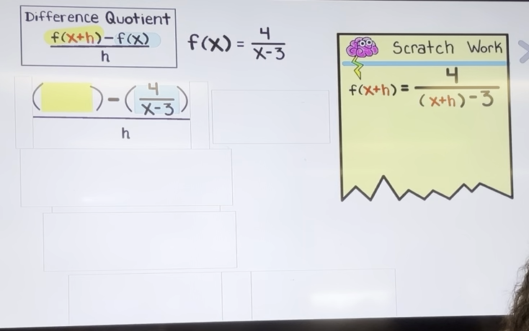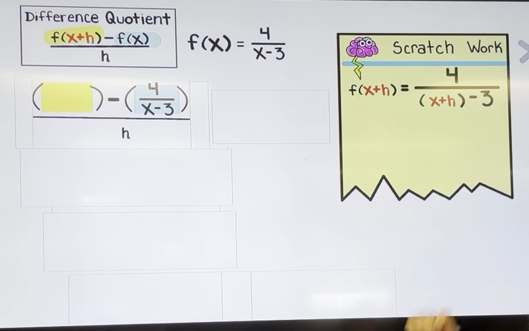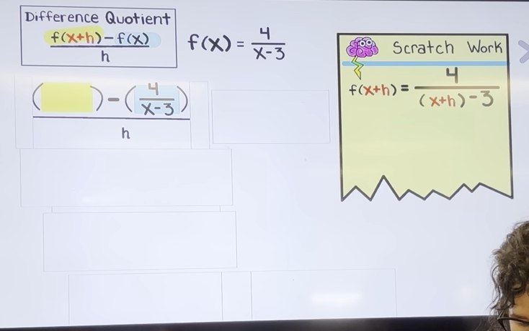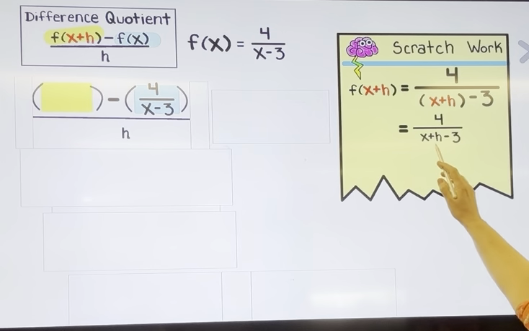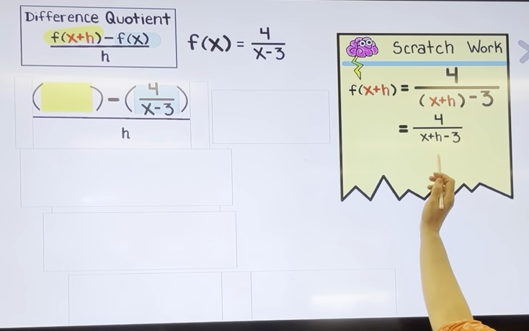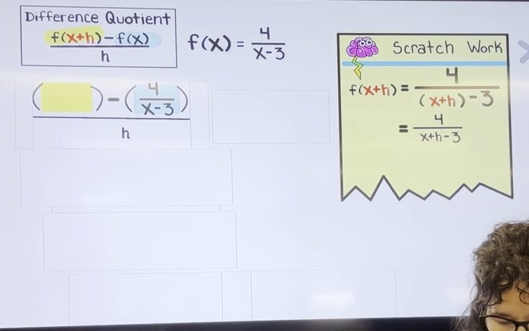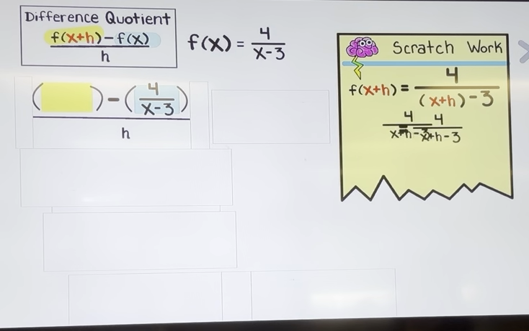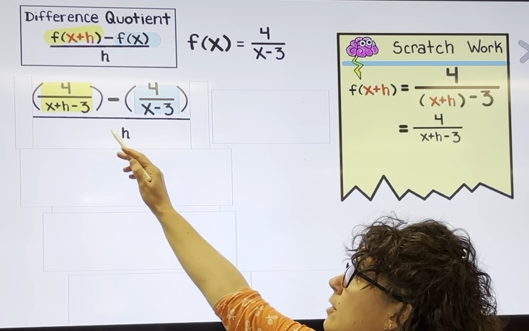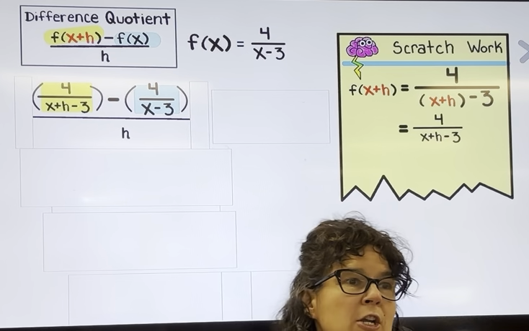Simplify. There's really not much to simplify here. X plus h minus 3, the parentheses are not indicating multiplication or anything, so this is just 4 over x plus h minus 3. So the answer to f evaluated at x plus h is 4 over x plus h minus 3. So I want to take this, put it right there. Okay, so now I have it all set up. I have the answer to f of x plus h minus f of x over h.